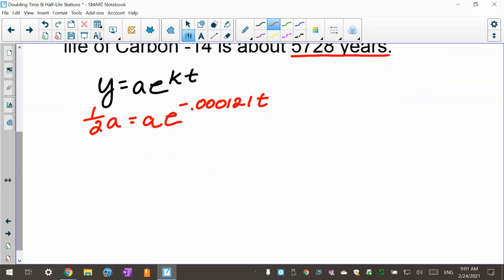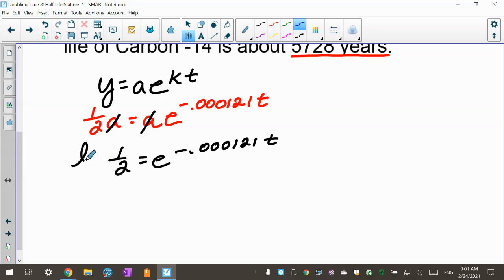Now I'm going to divide both sides by a, so I have a half equals e to the negative 0.000121t. Then I natural log both sides to solve for that. So now I have the natural log of a half equals negative 0.000121t. Then I'm going to divide by that.